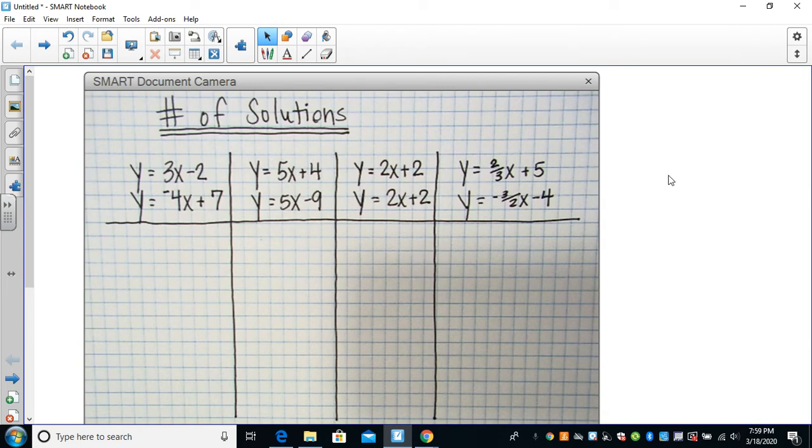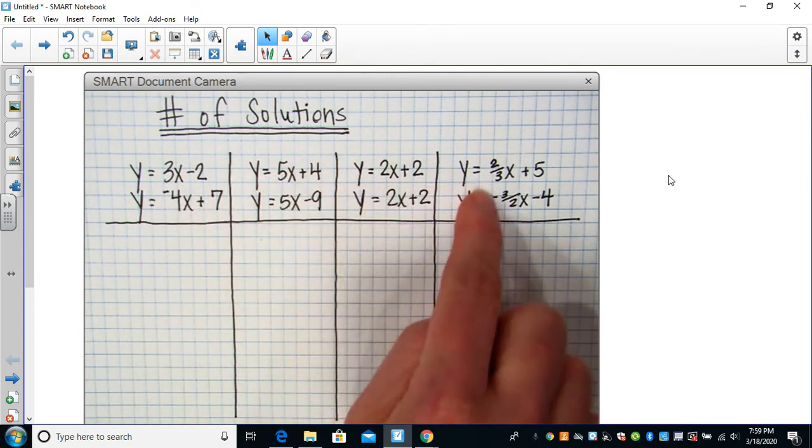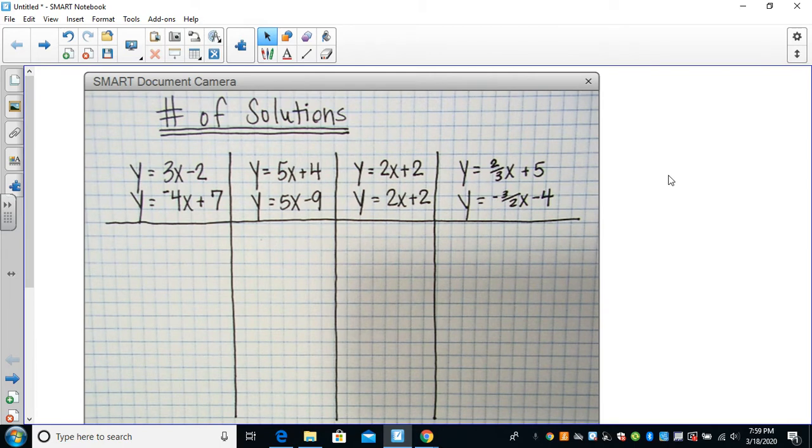Here we have some systems of equations, and we're only going to focus on how many solutions these systems have. For instance, if I graphed these two lines for each one, how many times would they touch? Would they touch once? Would they never touch? Would they touch in every place? What would these lines look like?